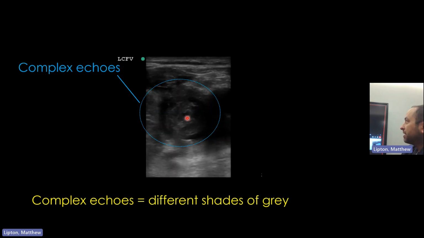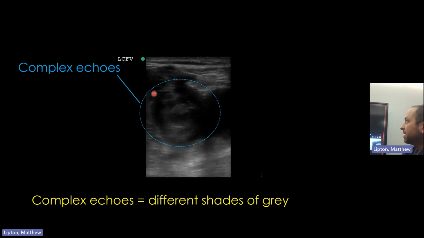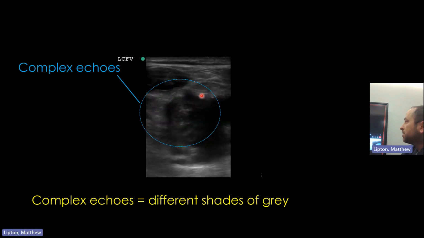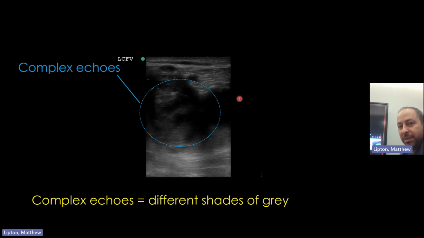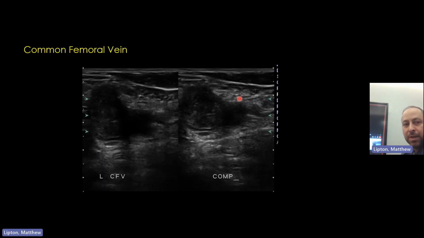An echogenic clot like this, and you can even see it extending to the greater saphenous vein as it enters right here. So this is a DVT. We'd still call it an acute DVT, but it's just been there for a little bit longer.